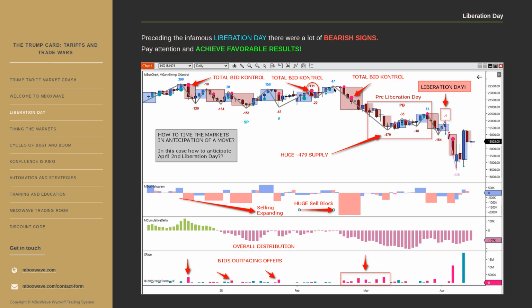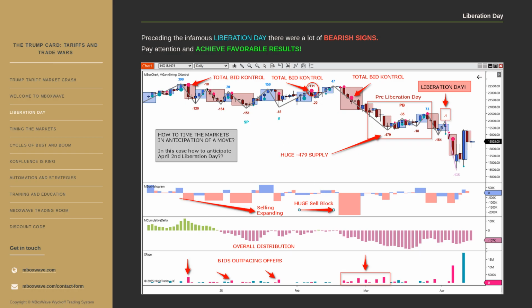And before this whole dump happened, this is pre-Liberation Day, Liberation Day, and post-Liberation Day. So pre-Liberation Day, let's look at the MBox histogram. What's obvious? We see that selling is expanding, right? It is expanding. At the same time, we see that the buying is not. We went here to here, which is about the same. And when we reach this sort of higher high compared to the previous waves, there's no buying, right?